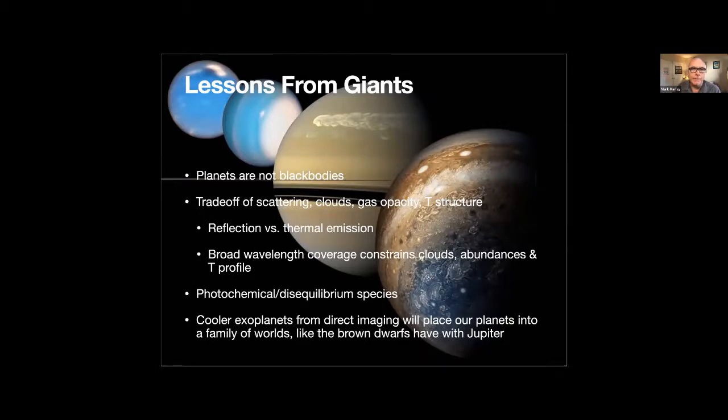And I'm really looking forward to when we eventually get cooler planets from direct imaging that are more like our own planets. And we can really continue to place our planets in context with the whole family of worlds, just like we did with brown dwarfs and Jupiter. So I'll stop there.